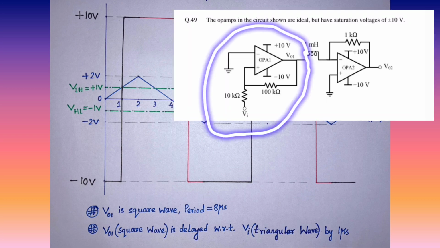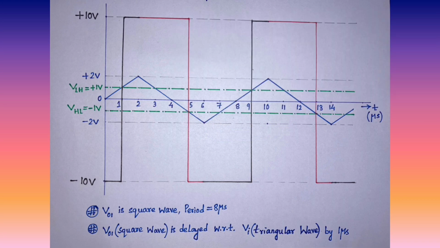So the circuit which is given, the first part, which is op amp 1, is nothing but generating a square wave which has a period of 8 microsecond. If you compare both the input and the output, you will see that the output is delayed with respect to input by 1 microsecond, because the positive value of the input is from 0 to 4 microsecond, but the output is positive from 1 microsecond to 5 microsecond, so it is delayed by 1 microsecond. Now we have to find out what VO2 is.